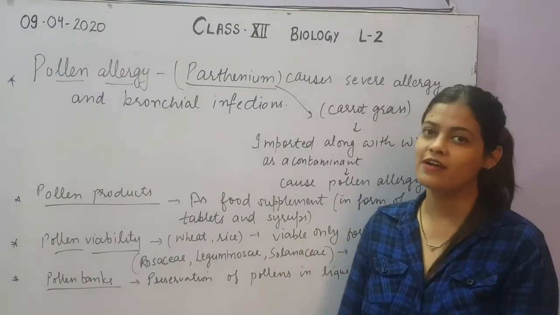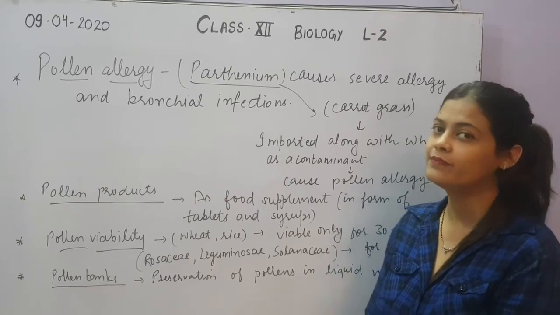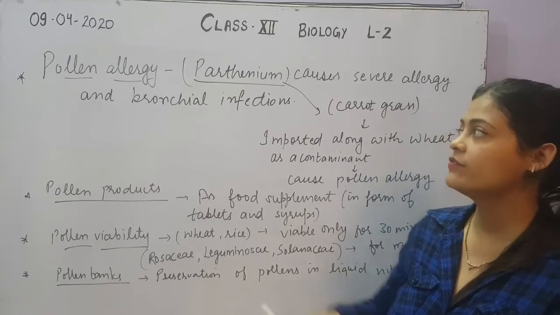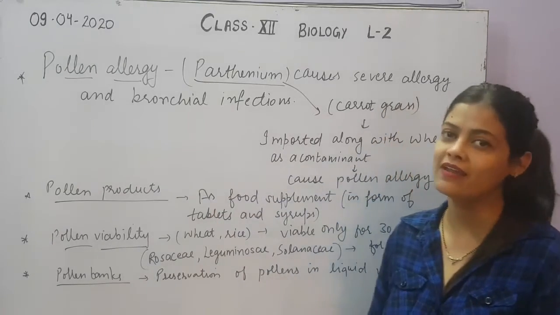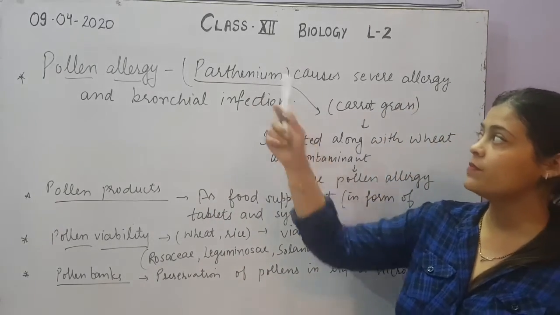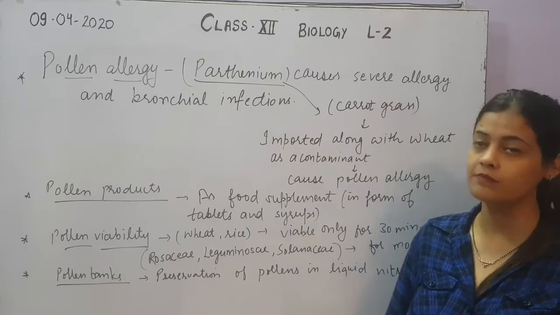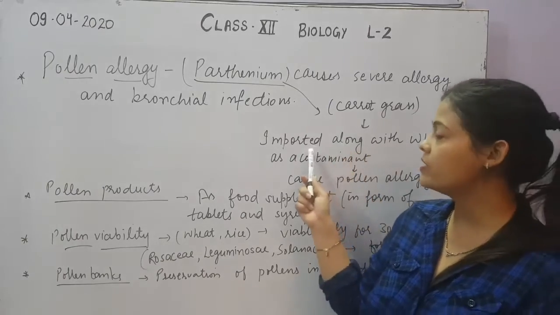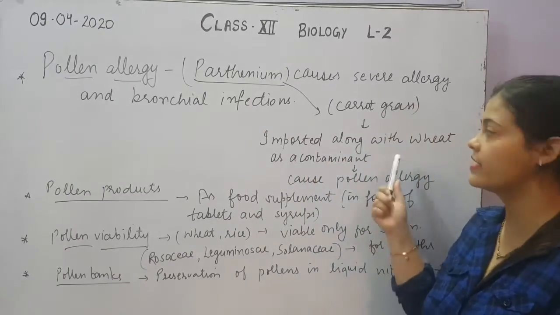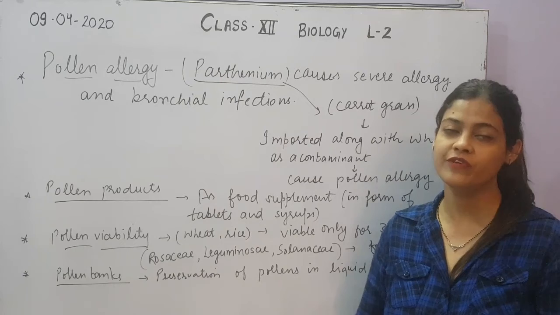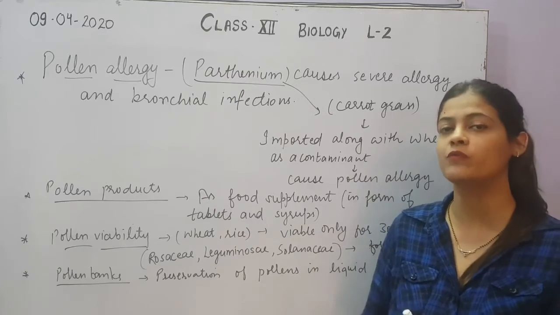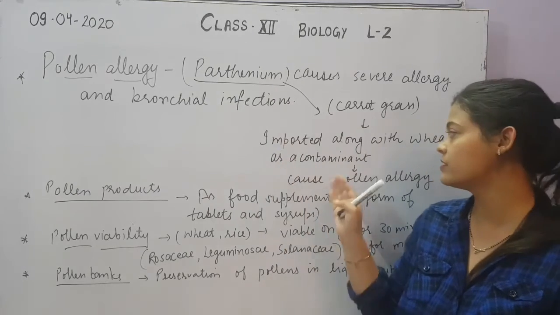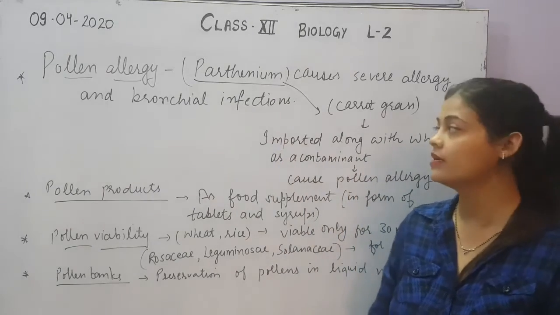So there are some other terms related to the male reproductive system or organ or pollens. We have the first one, pollen allergy. There is a plant species called Parthenium. Its common name is carrot grass. It has been imported into India as a contaminant along with a wheat variety. In India, the wheat was imported from some other country, so it came along with the wheat as a contaminant.